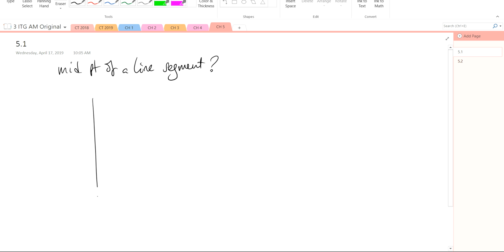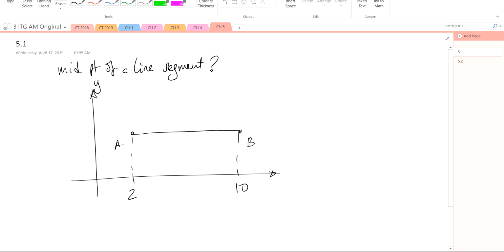Let's say I have a simple line that looks like this, with endpoints A and B. This being 2 and this is 10. Where's the midpoint? Or rather, what are the coordinates of the midpoint? I forgot to include the y value. Let it be 3. Okay, what are the coordinates of the midpoint? 6, 3. We should spell it out.